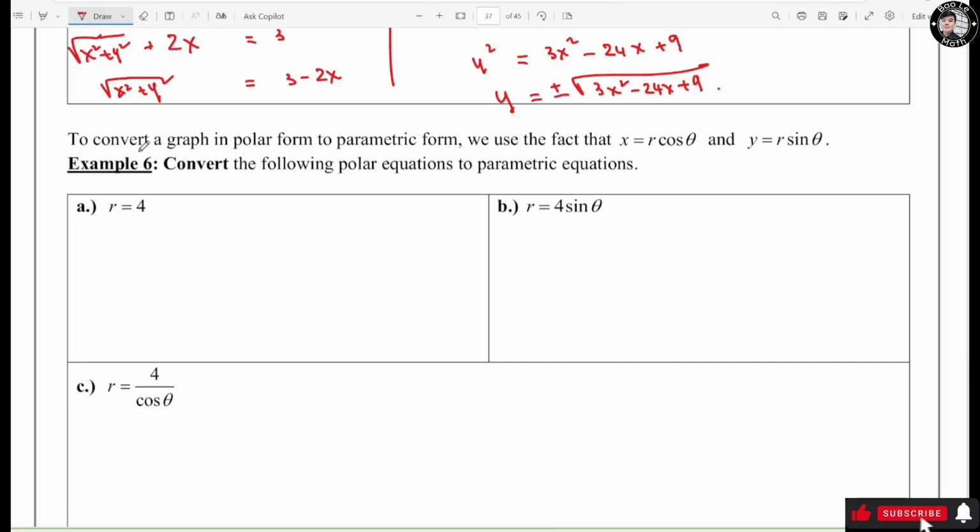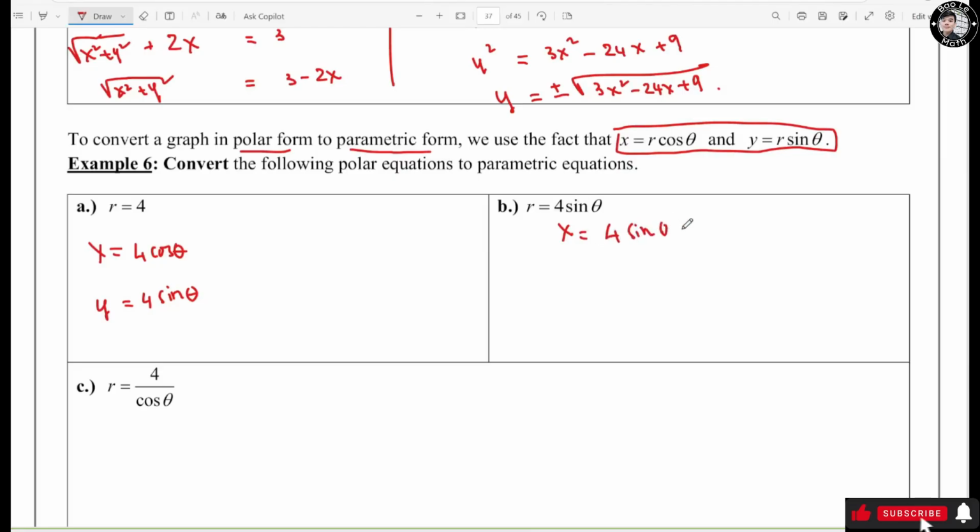Now, next one, we need to convert the polar form to the parametric form using this one. You have x equals r cosine theta, r equals 4, so it could be 4 cosine theta, and y equals 4 sine theta. That's it. Now, question B, x equals r cosine theta, but r equals this one, so it could be 4 sine theta cosine theta. And y equals r sine theta, so it's going to be 4 sine squared theta.